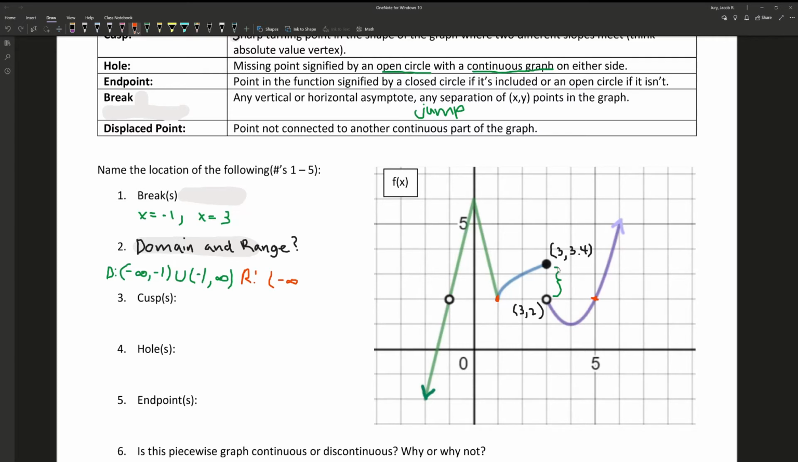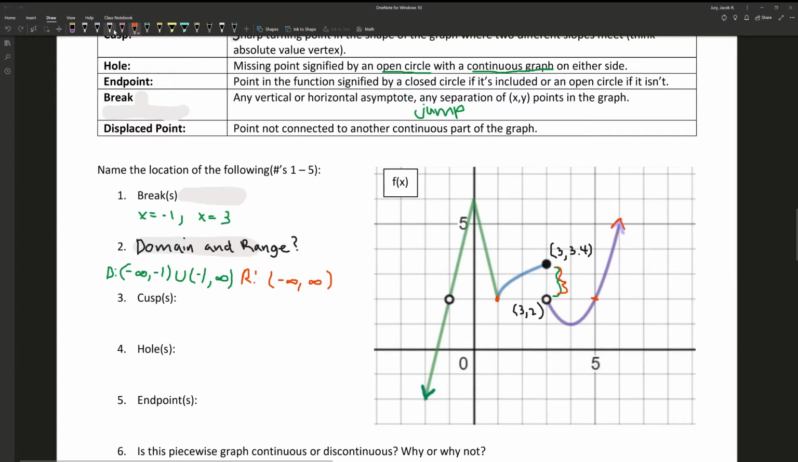And then are all these y values in our range? Yes, they are. They're over here, they're over here. They're in a few different spots. And then we see this arrow up here. So our range is actually negative infinity to infinity for this function.